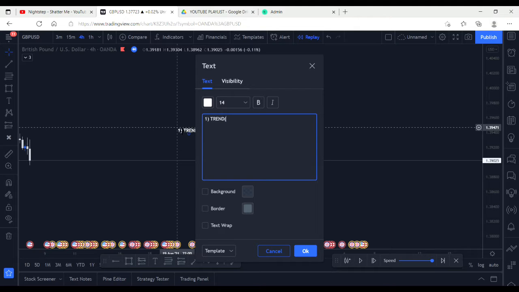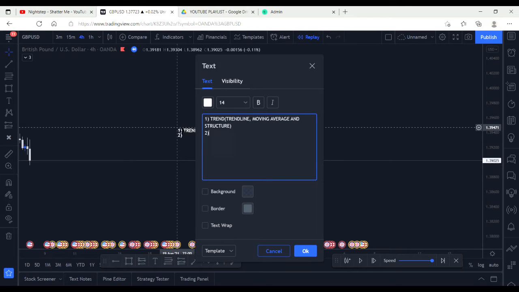So there's three ways of trying to tell the trend. That would be trend line, moving average, and structure. I don't know if I spelled that right.